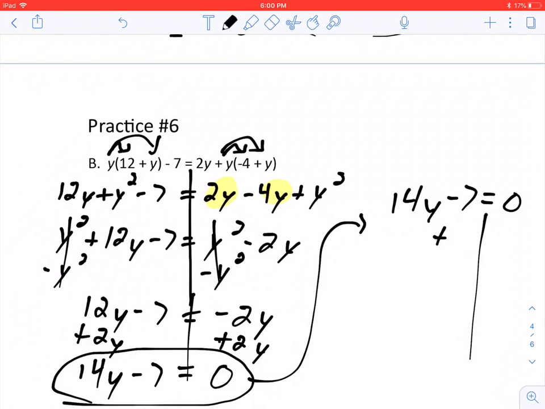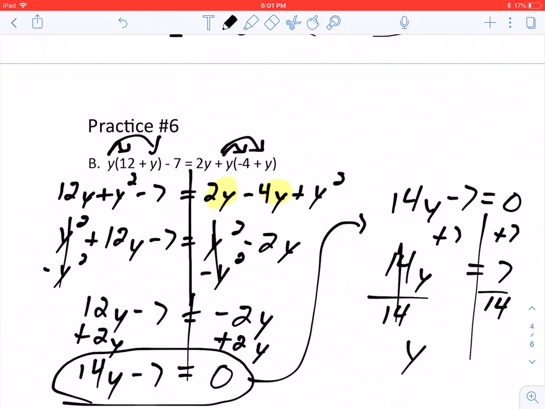I'm going to add 7 to both sides, and I'm going to get 14y equals 7. And then I'm going to divide both sides by 14. Now you might be tempted to say that that's 2, but it's not. It's y equals 1/2. And there's your final answer.